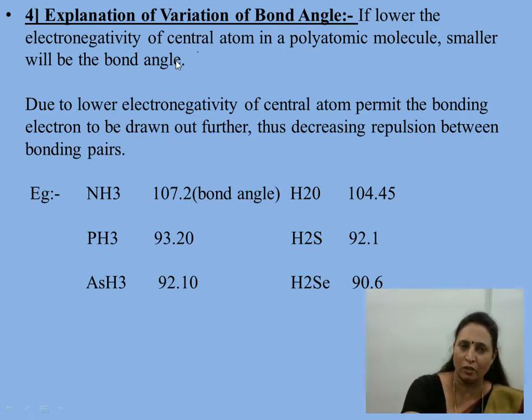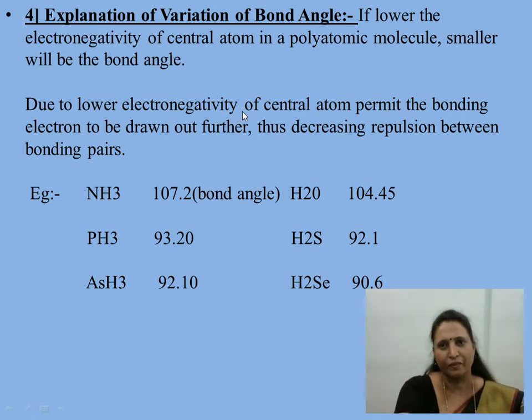If the central atom has lower electronegativity, then the bond angle will be smaller. Due to the lower electronegativity of the central atom, the bonding electrons can be drawn out further, and hence there is minimum repulsion between the bonding pairs. Now these are the examples.